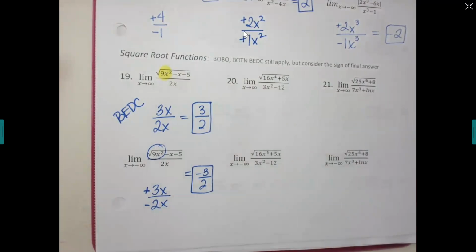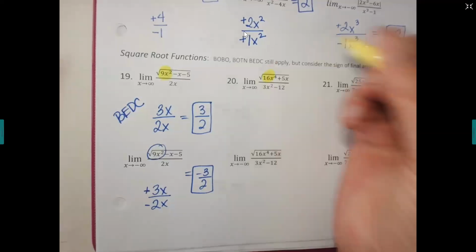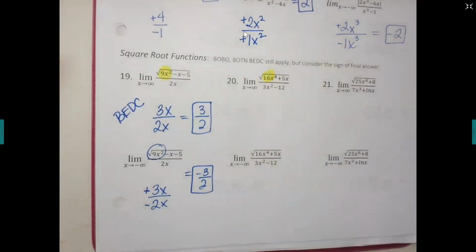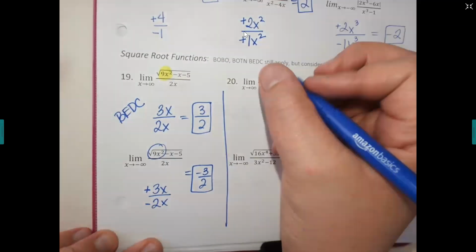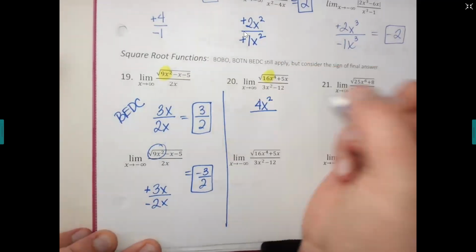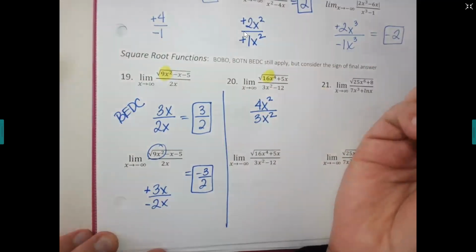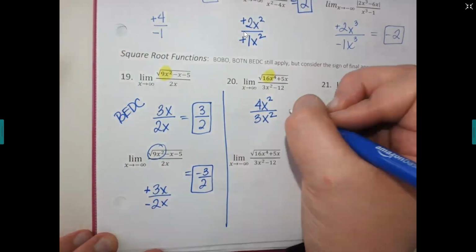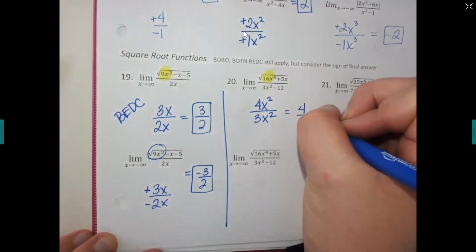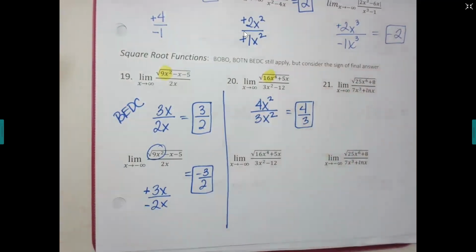Okay, number 20. Simplify the biggest thing under the root. What is the square root of x to the 4th? 4x. Okay, it would be 4x squared is correct. Over what on the bottom? 3x squared. And so we see that's a Betsy, which means we're going to divide the coefficients. We're going to get 4/3. If x is going to infinity, you don't have to worry about checking the sign. It's only for negative infinity for this second part.